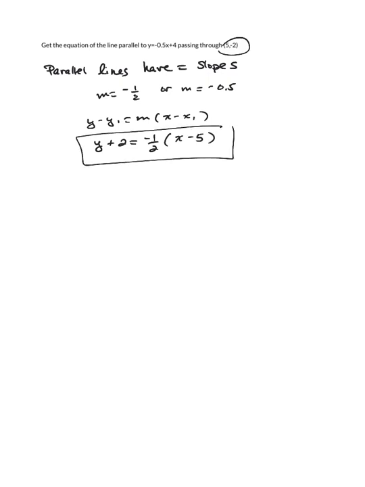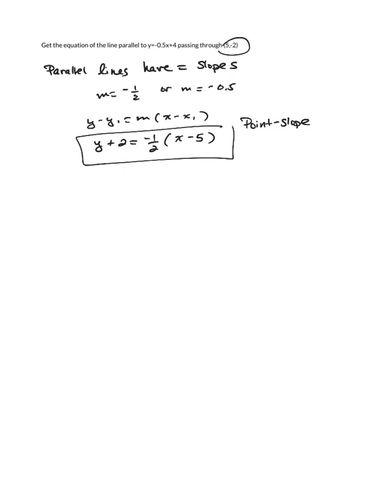Get used to doing this. This is required in geometry. Take the point, substitute it in. Y minus negative 2 equals m, which is negative 1/2, times x minus 5. Now that is the answer. That is the equation. It's the point slope equation.